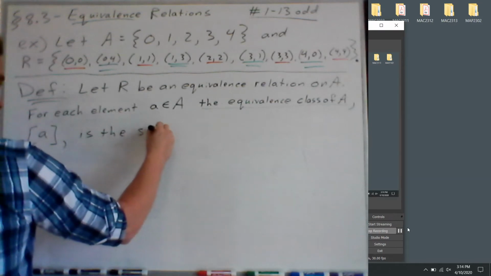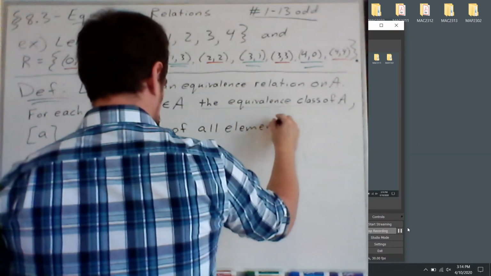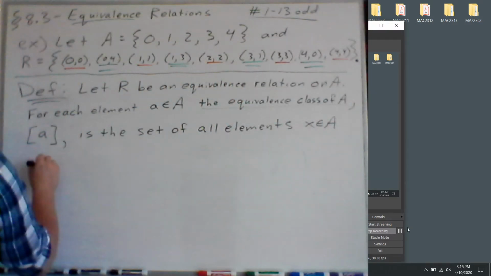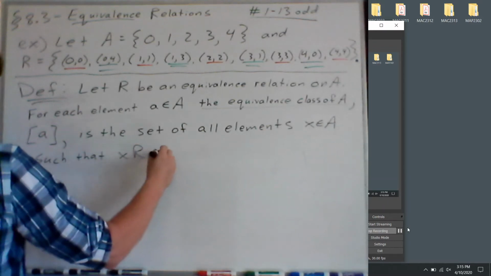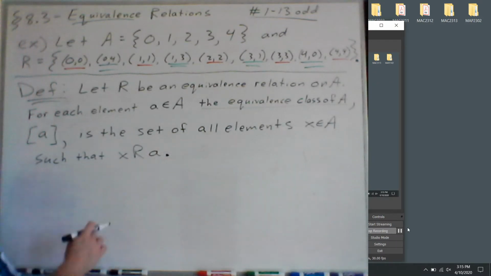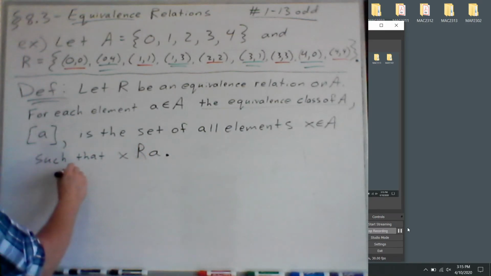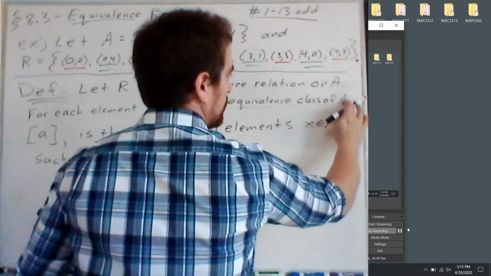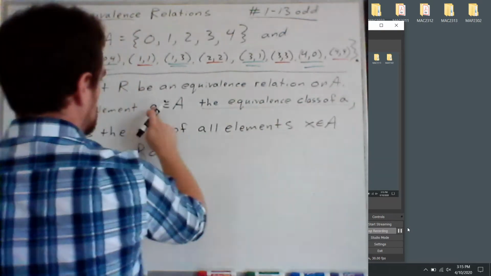Is the set of all elements x in A such that x is related to a. So this builds a set, where that's our relation R, and that set is what we call the equivalence class of a. Oh, sorry, this should be a lowercase a. Let me correct this. We're talking about the element a in A.